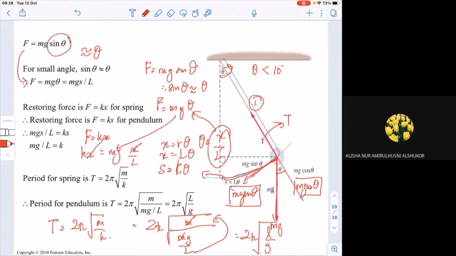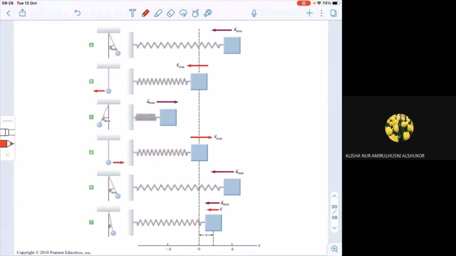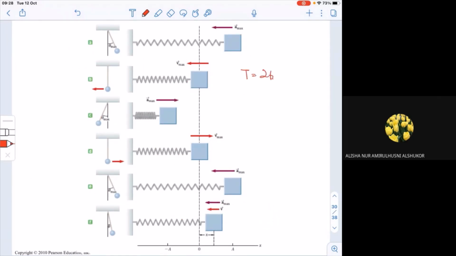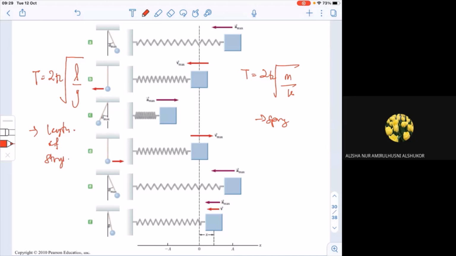So in the end, we have reached the argument that from T equals 2 pi square root of m over k, from the spring constant, now using the pendulum we have T equals 2 pi square root of l over g. This one is the period in terms of spring. This one is in terms of length of string and gravity. Both situations involve simple harmonic motion.